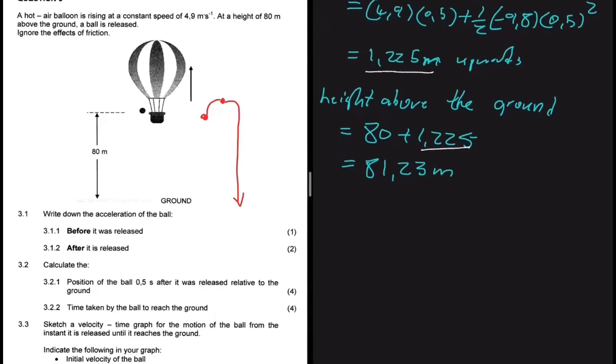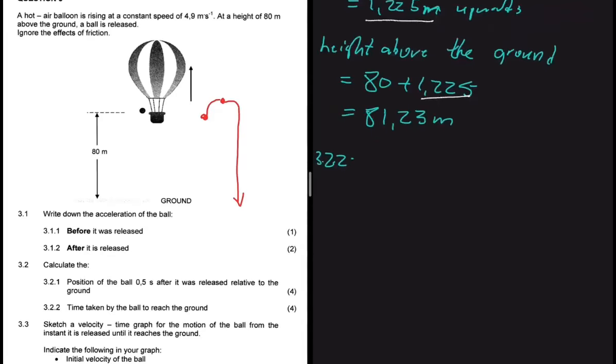And then let's move to 3.2.2. So 3.2.2 is saying let's find the time taken by the ball to reach the ground. So if we take Vi as 4.9 meters per second, delta y will be equal to minus 80 meters. The minus sign is because the ball has moved downwards, and we're taking upwards as positive. And then we always know what the acceleration is. That is 9.8 meters per second squared, and the minus sign is to show the direction.